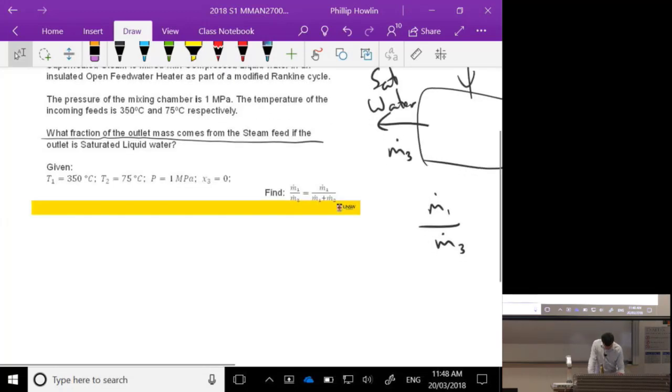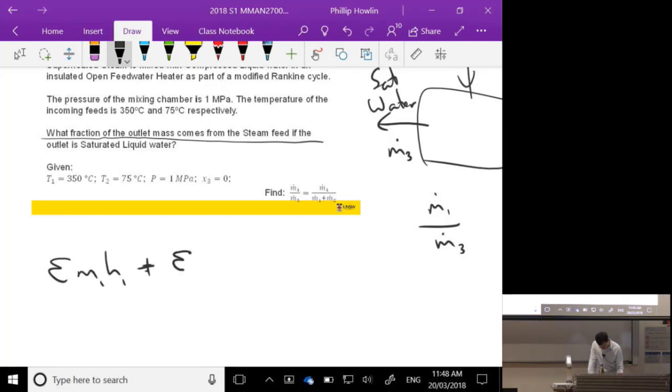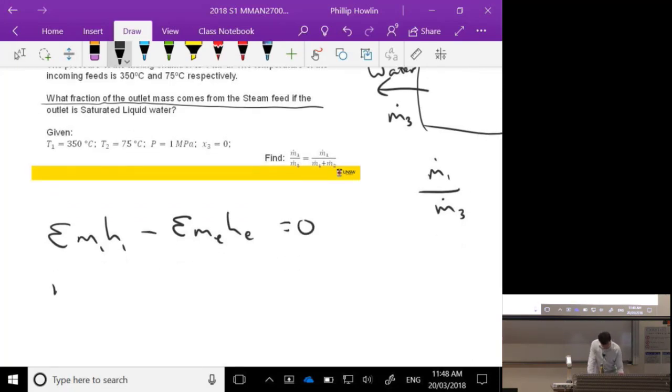So what do we need? We need the sum of m-dot in times h in, minus the sum of m-dot out times h out, equals zero. We've got two inlets, so I've got mass flow 1 times h1, plus mass flow 2 times h2, minus mass flow 3 times h3, equals 0. Okay?